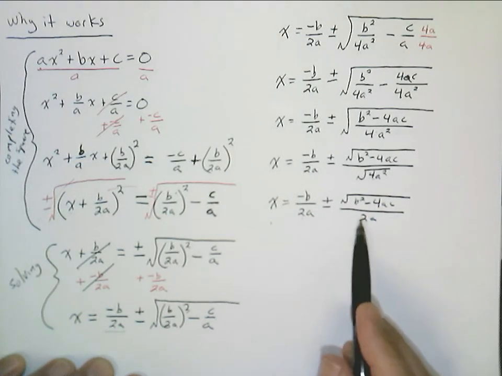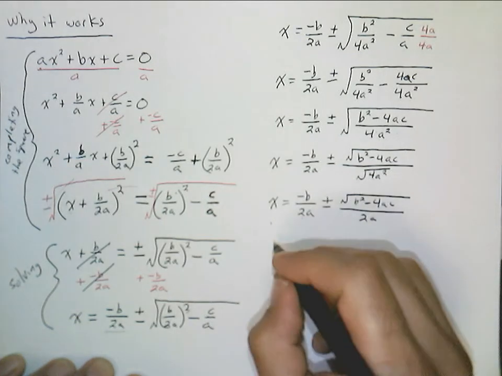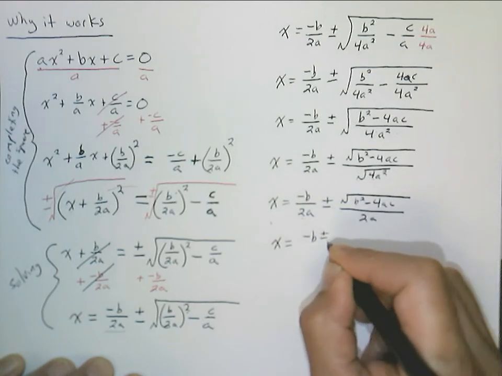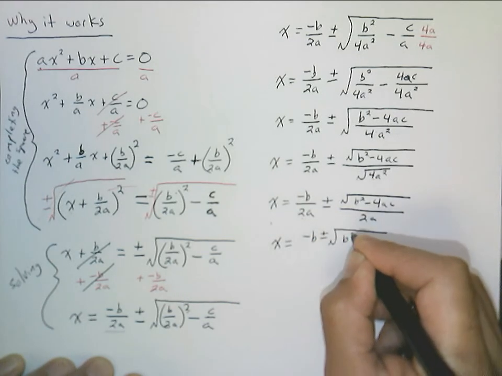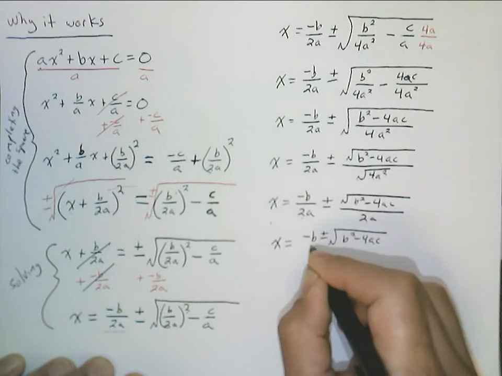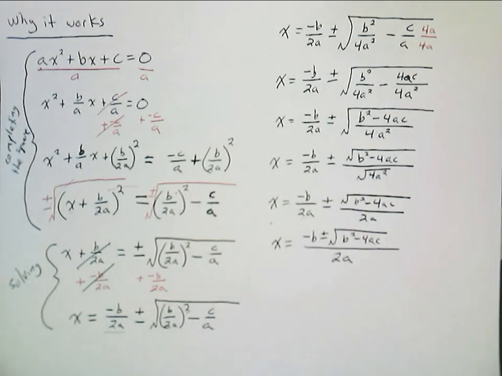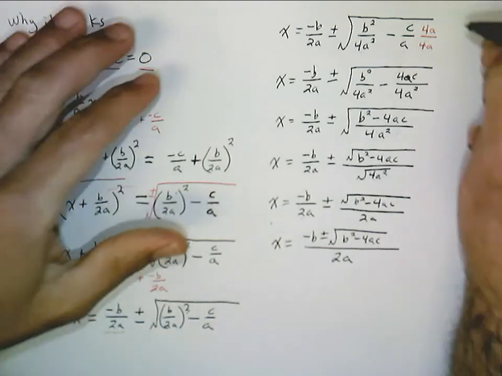And again, now we notice that we have a common denominator here, so let's just put it all as one fraction. X is equal to negative b plus or minus the square root of b squared minus 4ac all divided by 2a. And, well, there we go. There's the quadratic formula.